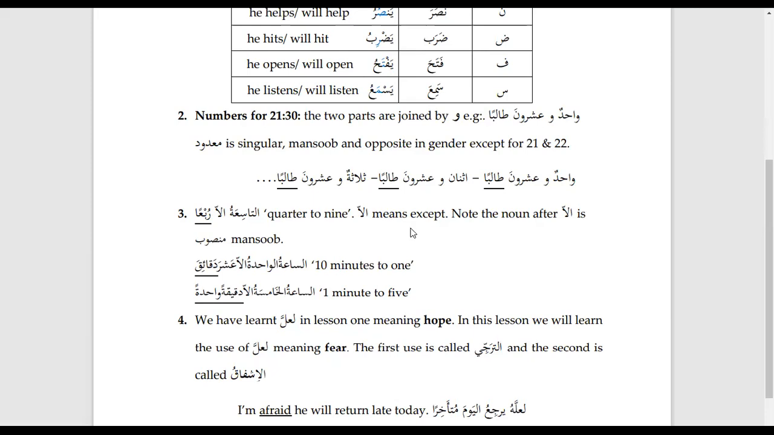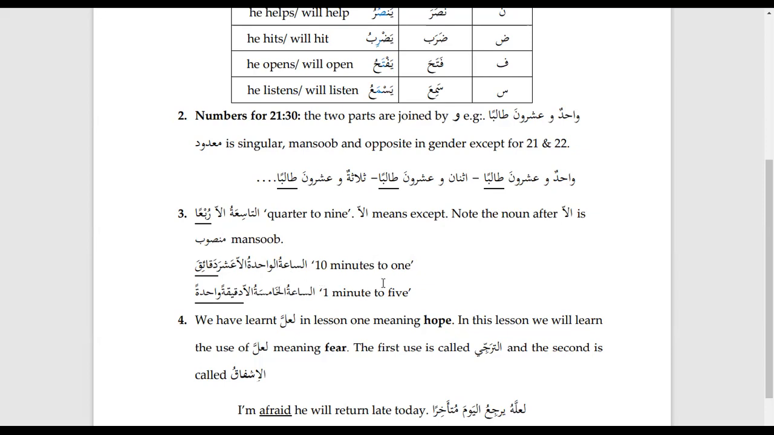Illa basically means except, and inshallah after about illa we will discuss a lot in book number 3. But normally we know that the noun that comes after illa is mansub. Why is tasiya feminine, sir? As-sa'atu at-tasi'atu illa rub'an, because as-sa'a is mahdhuf. It means the clock is 8:45, but as-sa'a is used over there. So it will be as-sa'atu at-tasi'atu illa rub'an, it is 8:45.